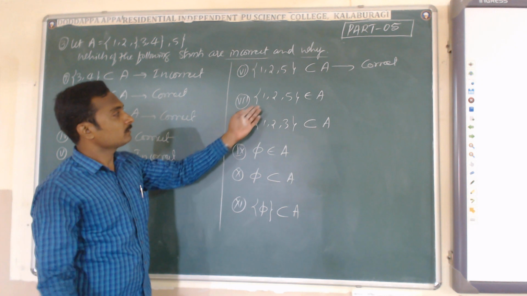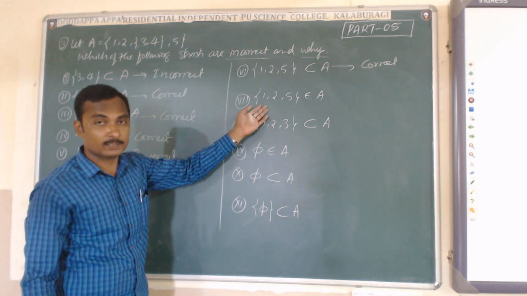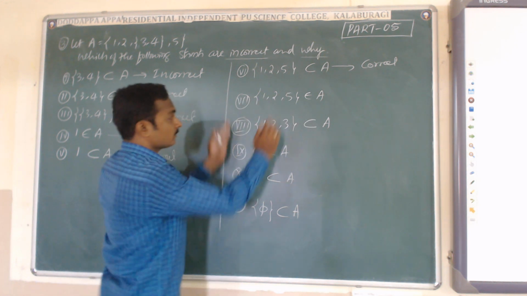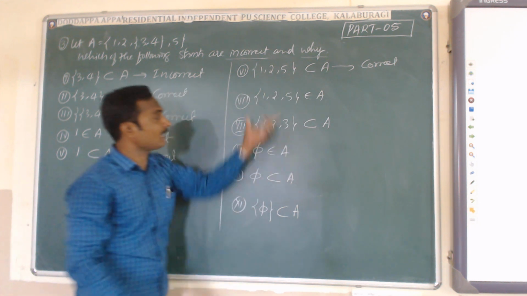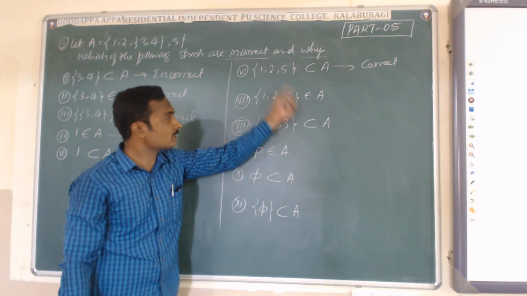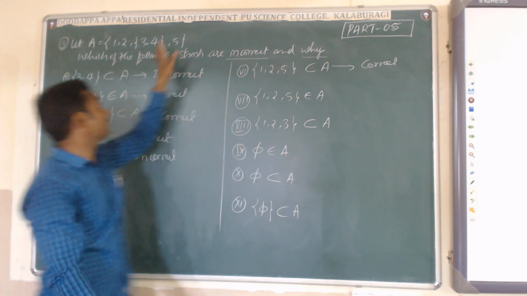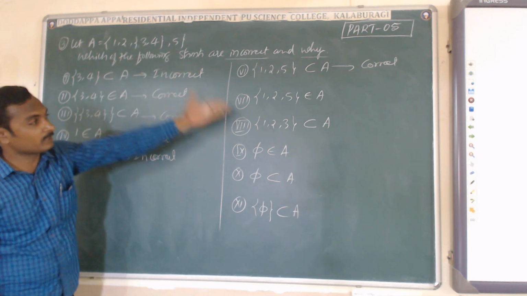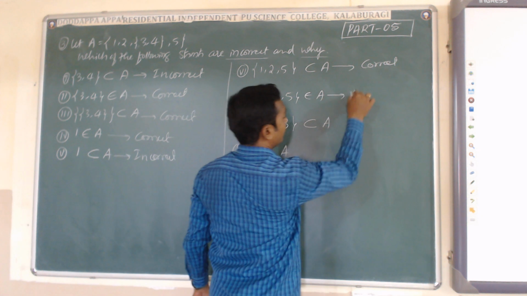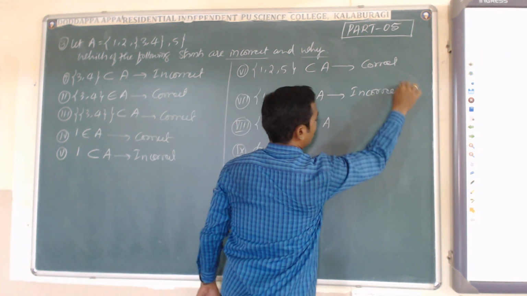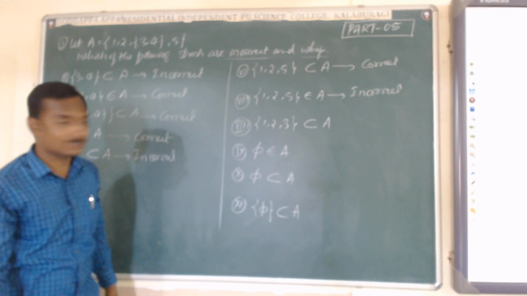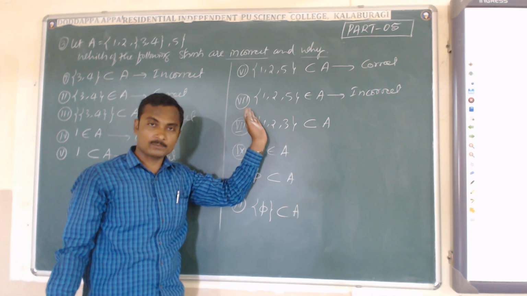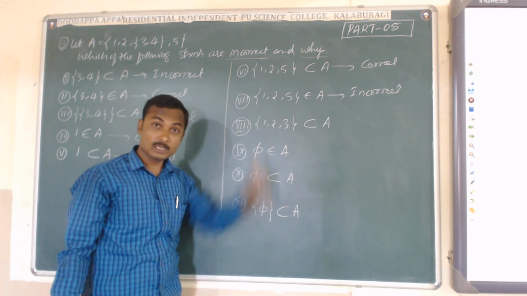Seventh one. The set 1, 2, 5 belongs to the set A. You can observe here that before "belongs to", what has been written is a set. Is this an element of the set or not? No, definitely not, because A contains only the set 3, 4 but not 1, 2, 5, and this is an incorrect statement. The reason is that the set 1, 2, 5 is not an element. The set 1, 2, 5 is a subset of A.